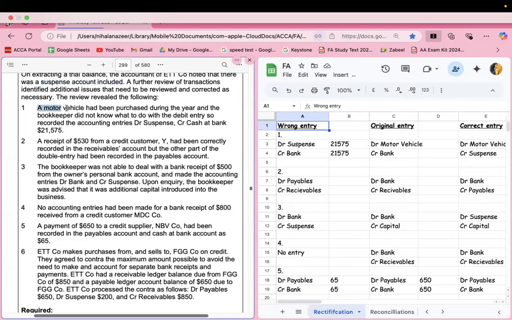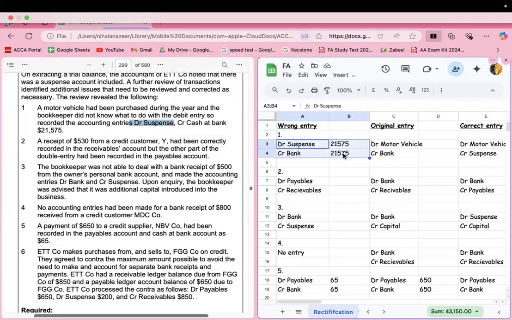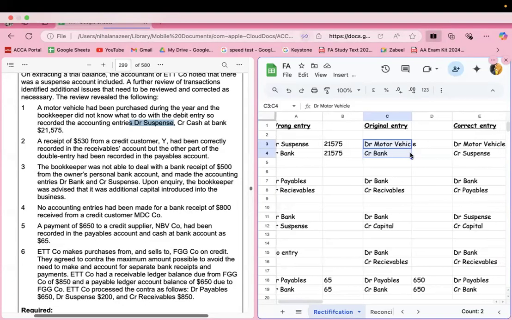A motor vehicle had been purchased during the year and the bookkeeper did not know what to do with the debit entry. So what accounting entry did he record? He took suspense account debit and credit cash, right? So the wrong entry that he has taken is this one. What should have been the entry? Motor vehicle debit and credit bank, right?